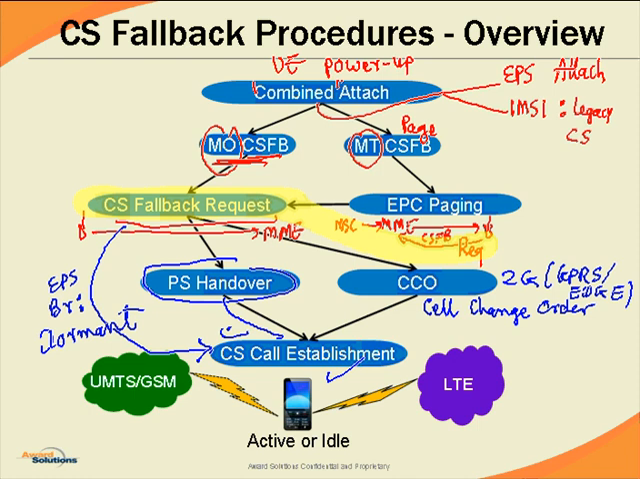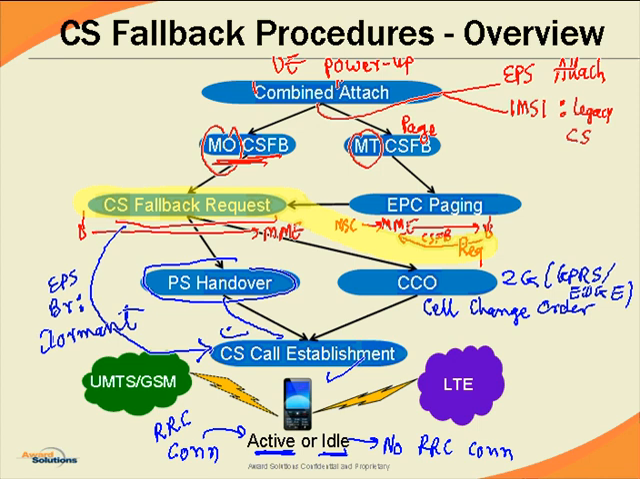Now we can do CS fallback either in the active mode of LTE or idle mode. So active mode means we have RRC connection, and idle mode means there is no RRC connection. The radio network has no idea about us. Only the core network knows about the UE location.